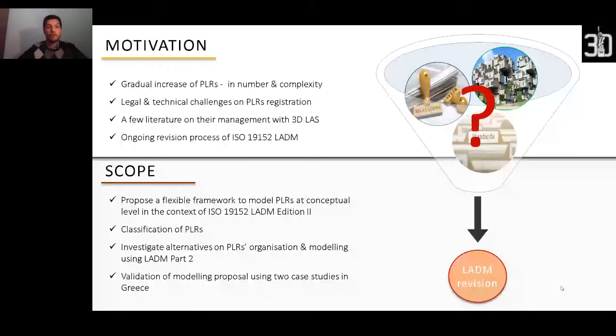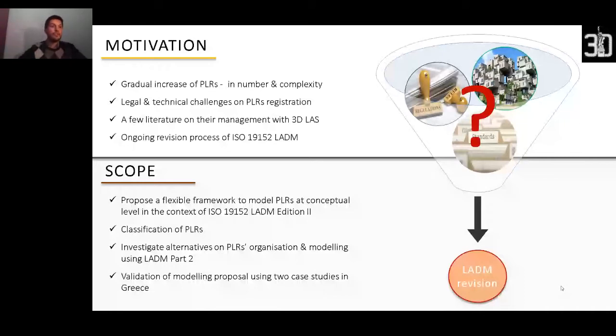PLRs can be modeled within the second edition of the model. The aim of this work is to propose a flexible model for public law restrictions at a conceptual level in the context of LADM edition 2, to classify public law restrictions, investigate different alternatives on their organization and modeling, and we validated the modeling proposals using 2 case studies in Greece.